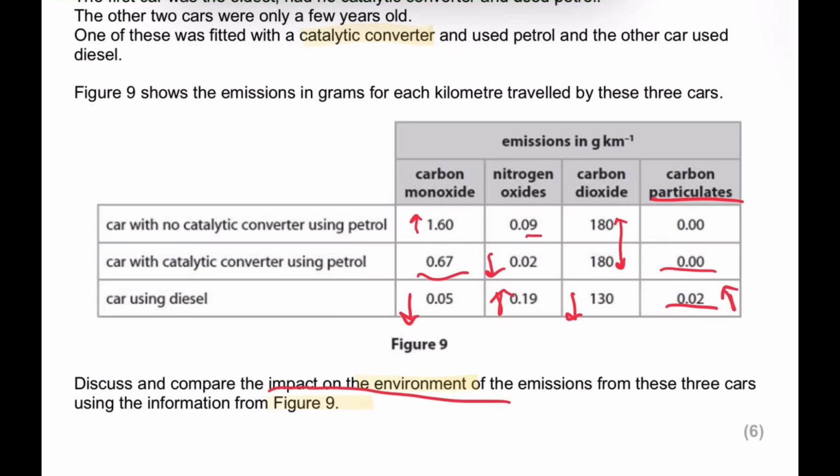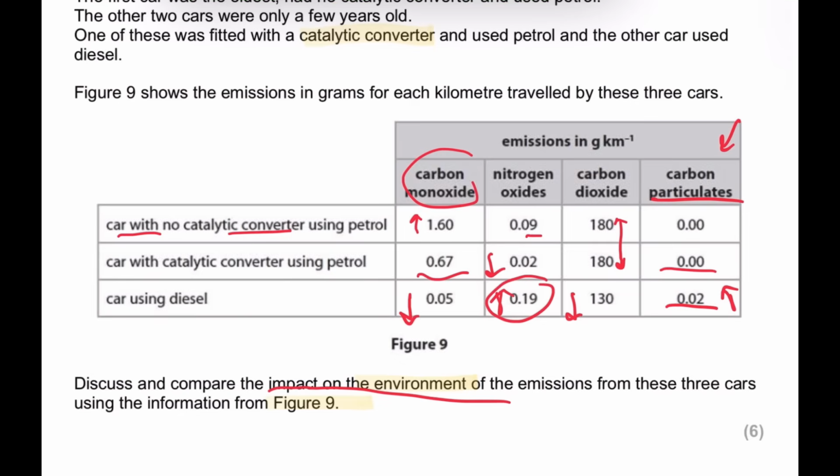Now they want the impact on the environment. So the first thing we can do is see how each type of these emissions is actually harmful to the environment. We can first say that the car with no catalytic converter has the most carbon monoxide, and carbon monoxide combines with hemoglobin, so it's very toxic since it stops you from breathing completely. We can say that with nitrogen oxide, the car using diesel actually has the most. Nitrogen oxide is very acidic and toxic, and it does lead to acid rain. Acid rain is really bad because it damages our buildings and kills our plants.